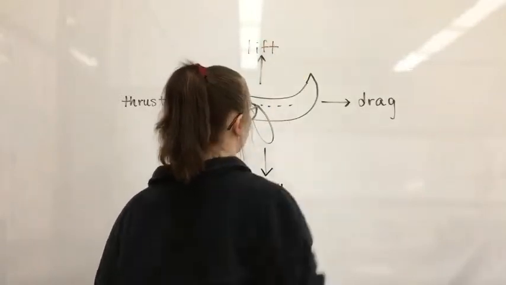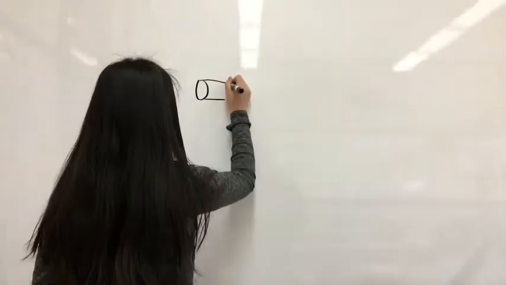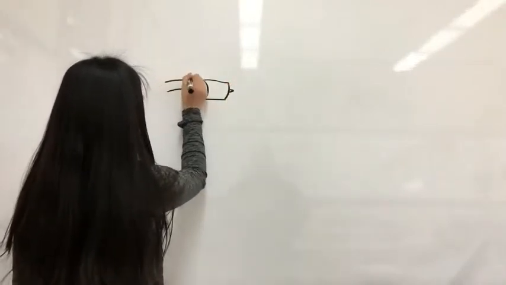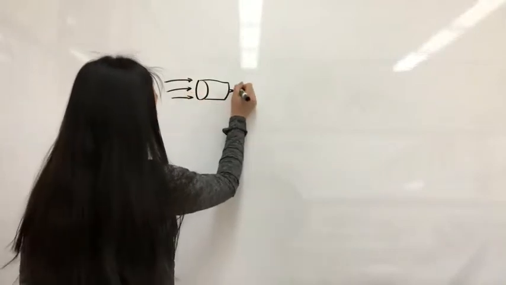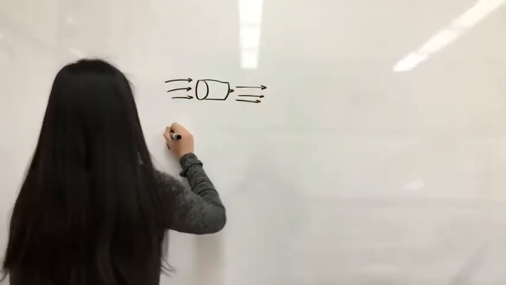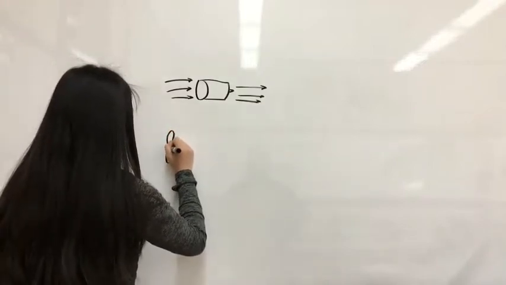Thrust is when an object is pushed forward with force. Planes use their jet engines to achieve thrust. The engines suck in air, compress it, mix it with gas, and ignite the mixture in a burst of energy that shoots at the back of the engine, which pushes the plane forward.